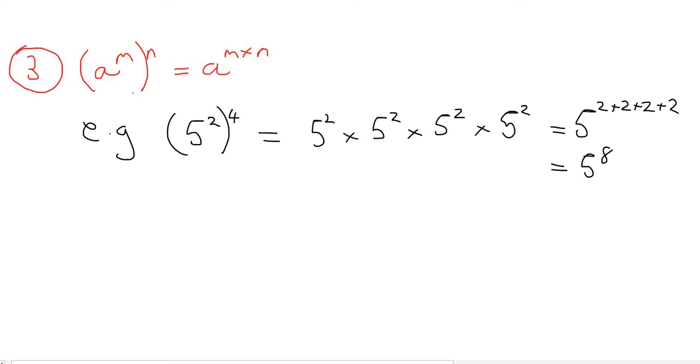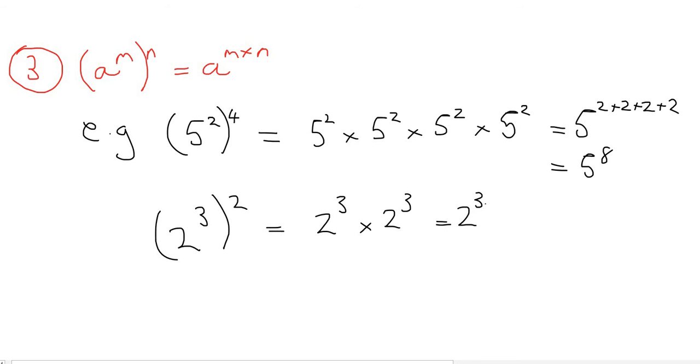So our basic rule, a to the m all to the power of n equals a to the m times n. Another quick example, let's do 2 cubed squared. Well, this is going to be 2 cubed times 2 cubed. And by rule number 1 again, 2 to the 3 plus 3, which equals 2 to the 6. So all you do is multiply these two powers, and your base number remains the same. So that's rule number 3.